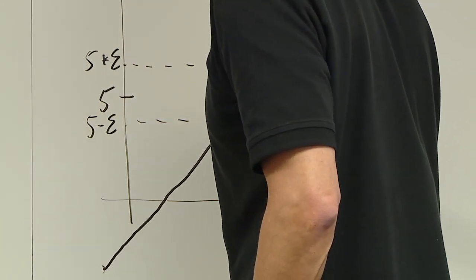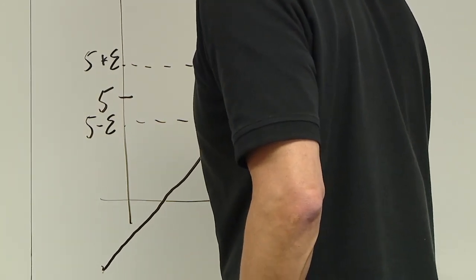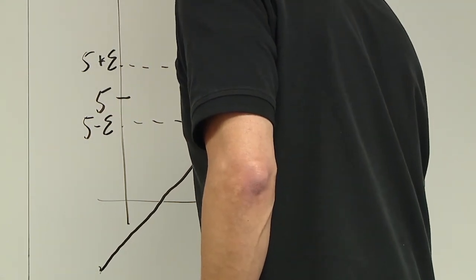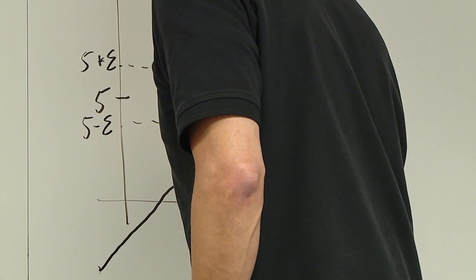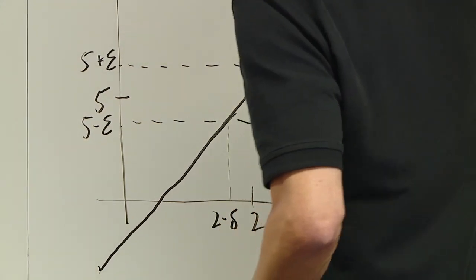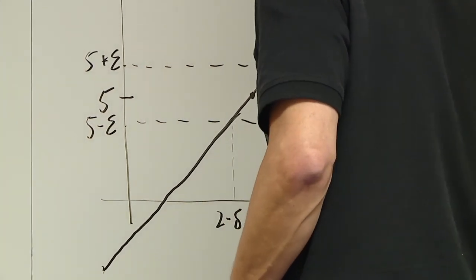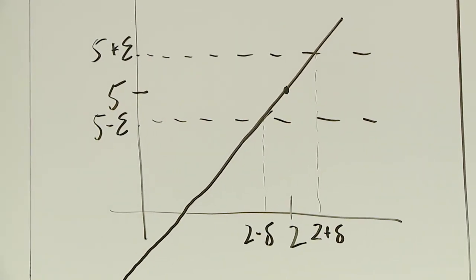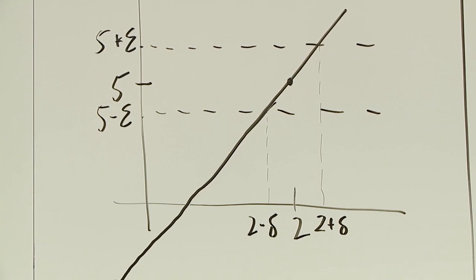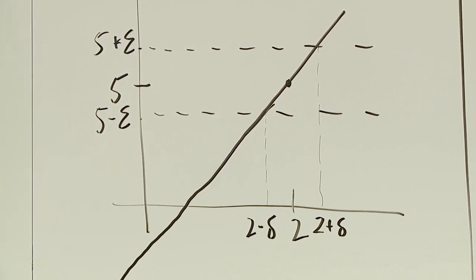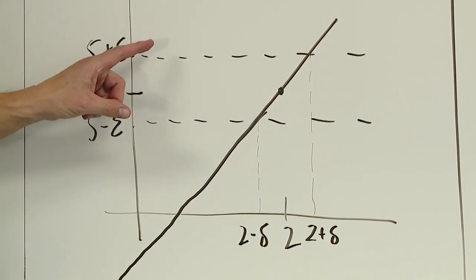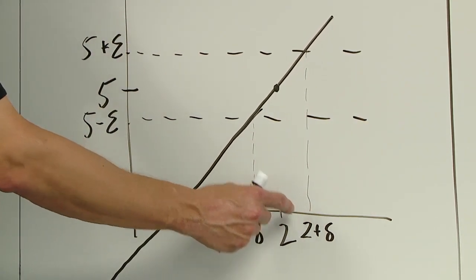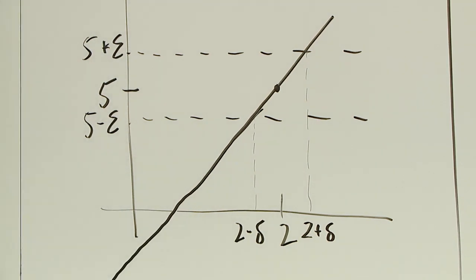And so if you look here, it looks like if I go down like that and down like that, 2 plus delta, 2 minus delta. If I've drawn the graph correctly, it seems like we should be able to do this. No matter what epsilon the person picks, no matter how narrow this band is, I can pick a narrow little set of x values so that the y values stay in that epsilon band.